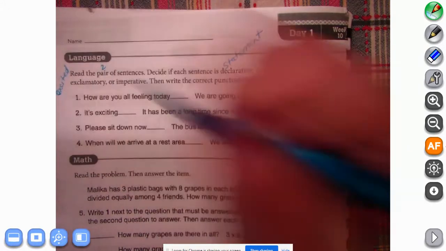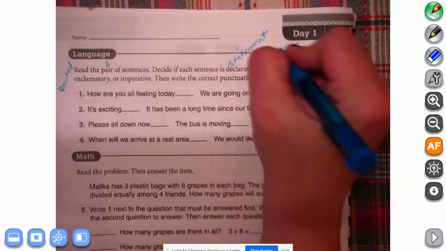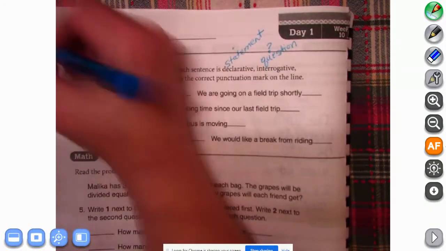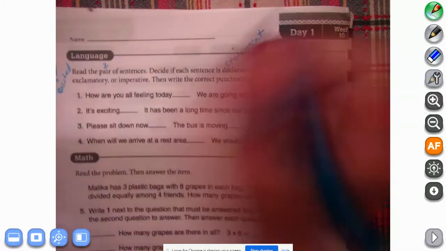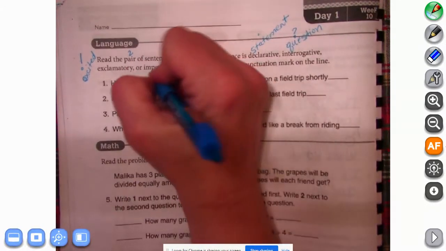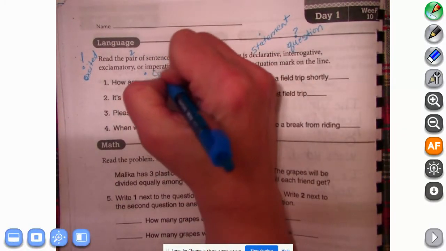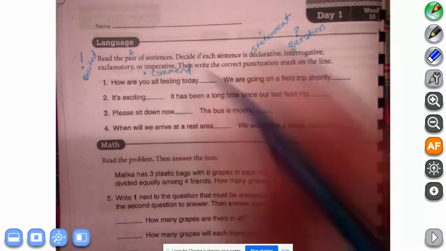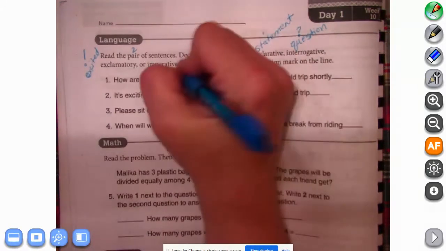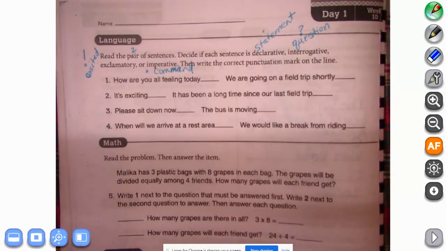Excited mark, exclamation. So we end a statement with a period. We end a question with a question mark. We end an exclamatory sentence with an exclamation mark. And then we have imperative, which ends with a period, which is like a command. Someone tells you to do something. They don't ask, they command, they tell you. Stop running in the house. So that's an imperative sentence.